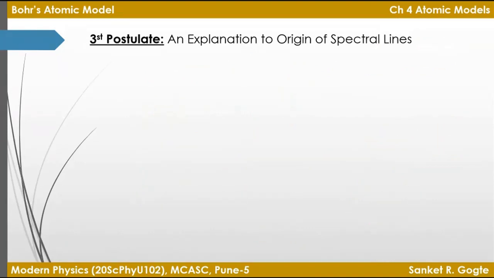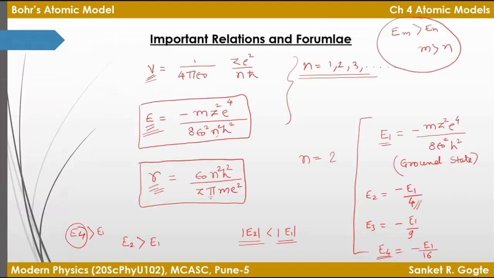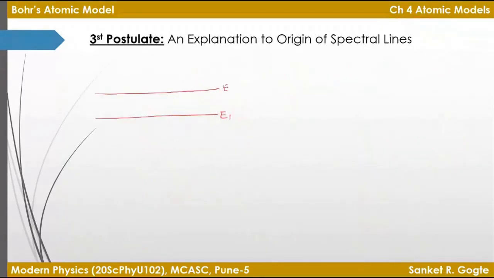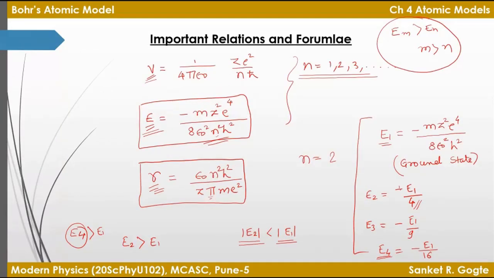Let's go to the third postulate. Now, how do spectral lines emerge? This is explained by the third postulate in Bohr's atomic model. Let me now represent these energies by using these lines. When I write it like this, it is E1, which means energy is given by the same relation with n equal to 1. Then this is, suppose, E2, which we just saw is E1 by, sorry, there cannot be a negative sign. See, E1 is negative, so it is simply plus.